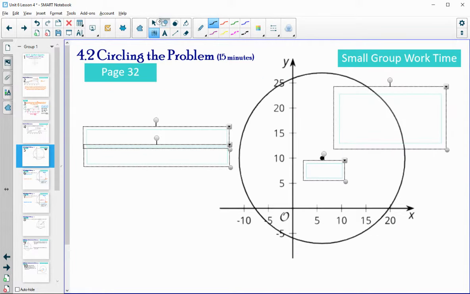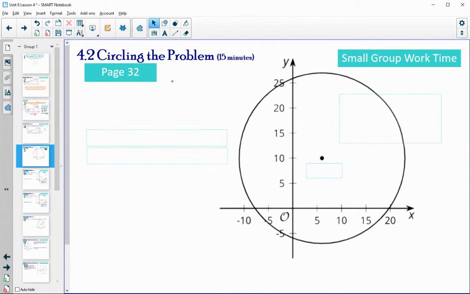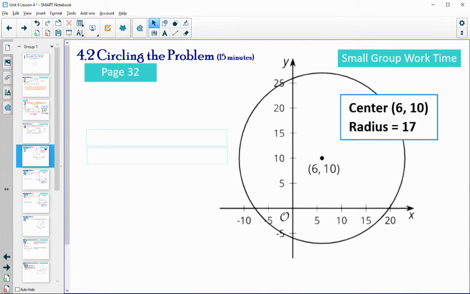So let's take a look at how this is going to play out on a circle, because we said we're talking about circles today. So here we have a circle. A couple of things about this circle is that its center is at (6, 10) and its radius is 17. Remember, a radius just means the distance from the center to any point on the circle is 17. So the radius is the distance from the center to the edge of the circle, and that's going to be 17 in this whole circle.